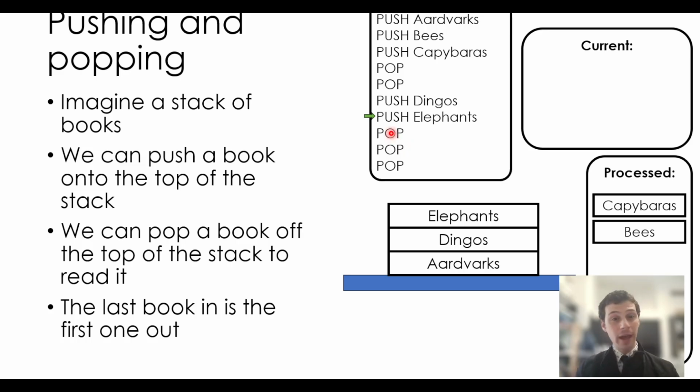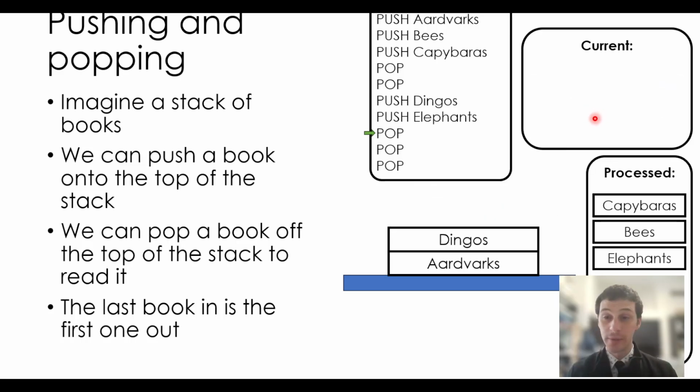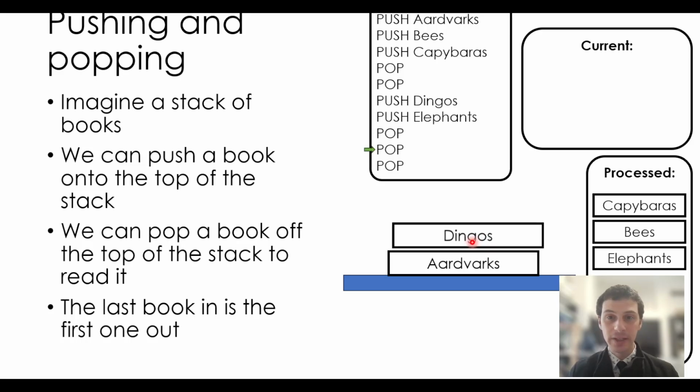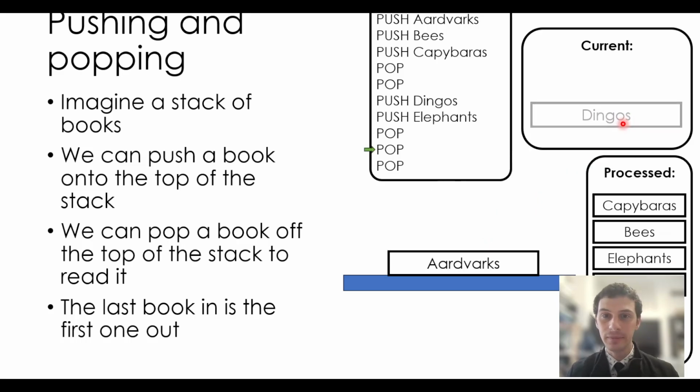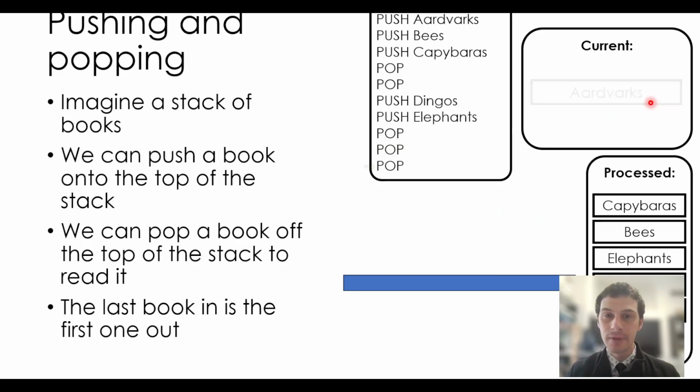And if I were to pop now, just as before, the last item that went in is the very first item that we'll take out. So let's pop, and then elephants will come off, and we'll look at that. Maybe do something with it. And then we'll pop again, and it'll be dingoes. And then we'll pop again, and we'll get aardvarks. What do you think would happen if we tried to pop now? Well, if we tried to pop again, we'd get an error. There's nothing left on the stack.